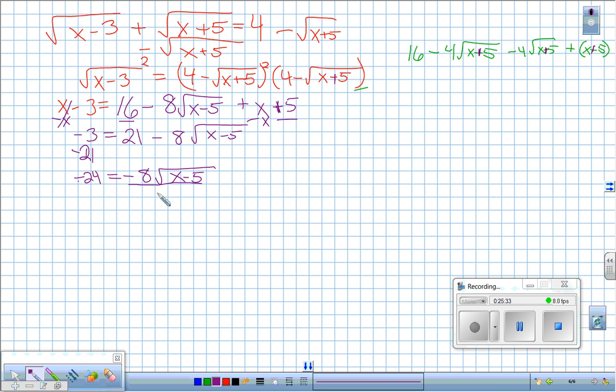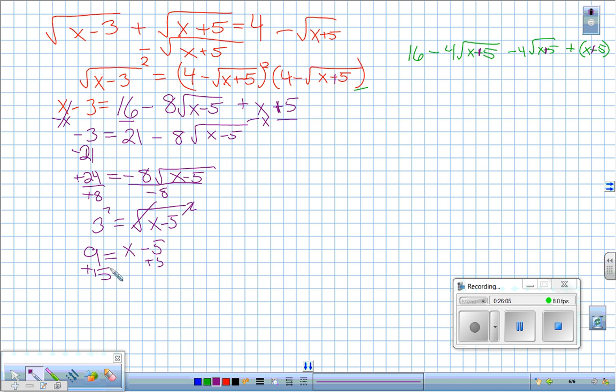Okay, so now I'm going to divide by negative 8. I have to have this completely alone when I square that. 24 divided by 8 will be 3 equals the square root of x minus 5. Now it's nice and easy to solve. I have 3 squared is 9. That squared is going to just be x minus 5. I am going to then add 5.